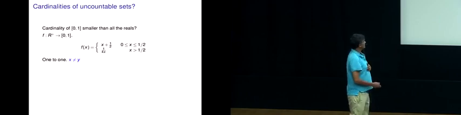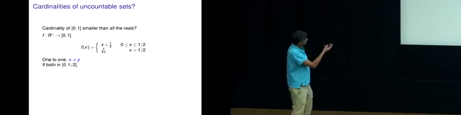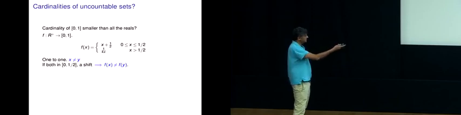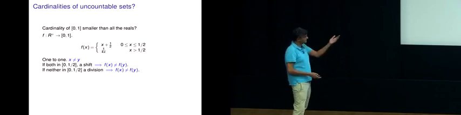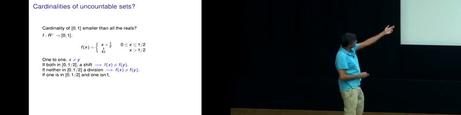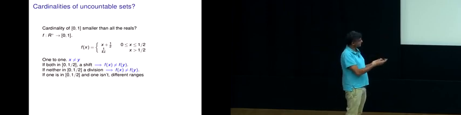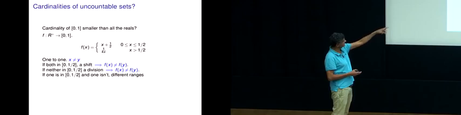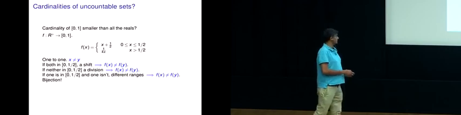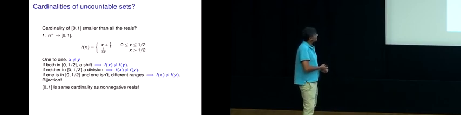Okay? So if x is not equal to y, if both are in 0 to 1/2, you're just shifting, so their images are not the same. If neither is in 0 to 1/2, it's a division, right? You're taking the reciprocal, and these reciprocals are not the same. So it is 1 to 1. If one is in 0 to 1/2 and one isn't, they have different ranges. Anybody from 0 to 1/2 is mapped to 1/2 to 1. Anybody above 1/2 is mapped to 0 to 1/2. Okay? So it's a bijection.